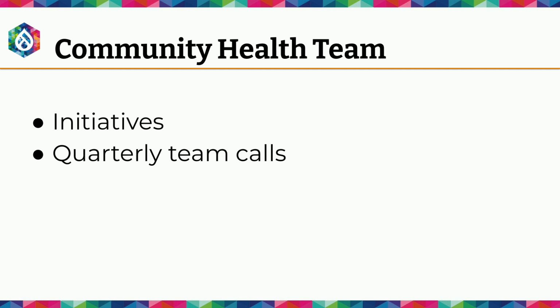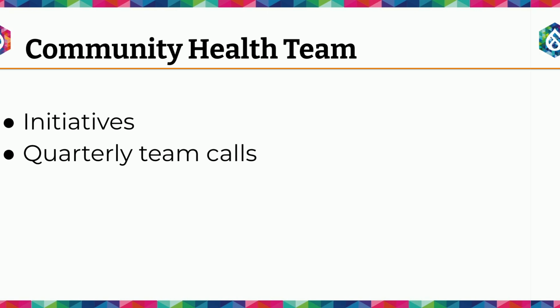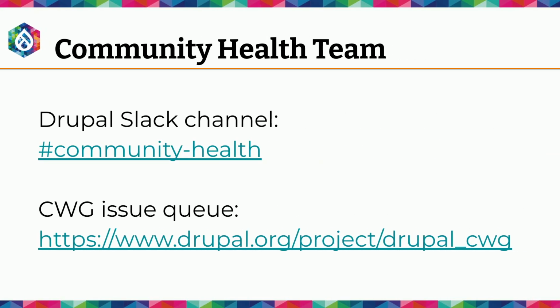So the community health team, we work on initiatives, like I said, and we do quarterly team calls. We have a Drupal Slack channel called Community-Health, and there is also a CWG issue queue for things you might want to see, things you might want to work on, things you think need some visibility. And one thing to note, the issue queue is public. Some of the things in the conflict resolution team, we don't want to be public. It's like a security issue where you don't want to have that publicized. So that's why we go through a different route on that.